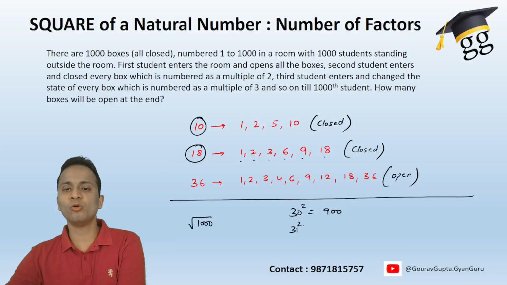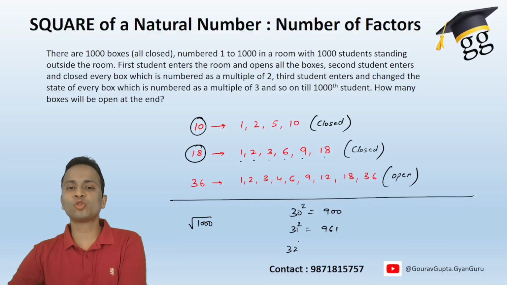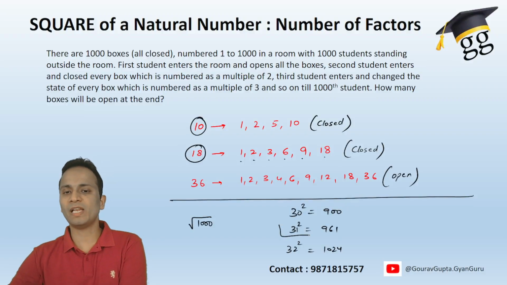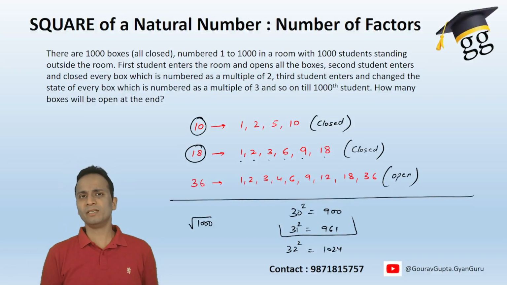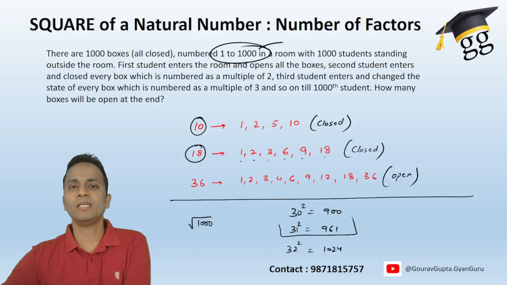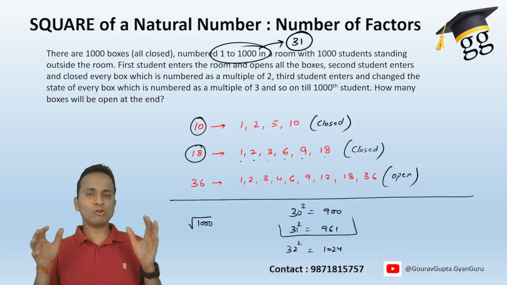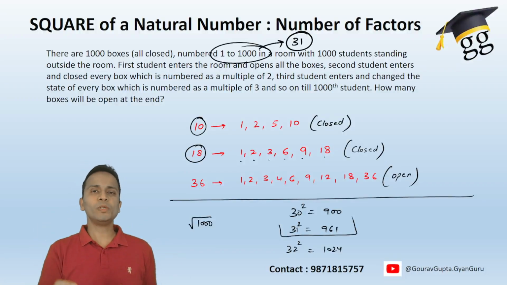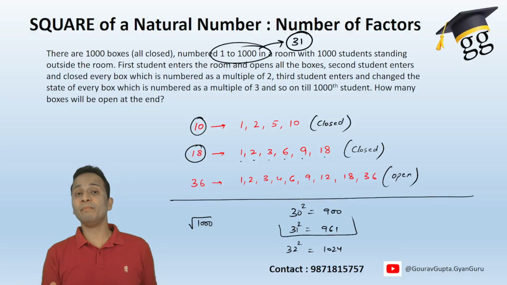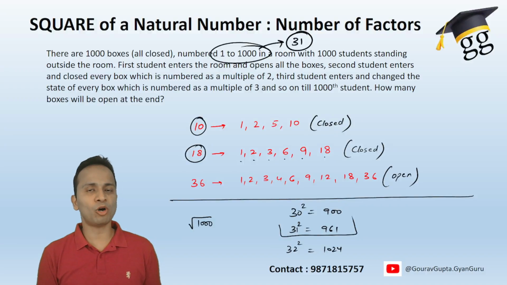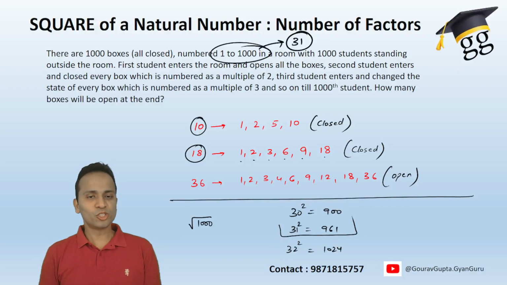31 square, if you know, 961. 32 square is 1024. So you will have to stop here. Up till 961, there are 31 numbers which are perfect squares. Okay, next perfect square is 1024, which is above 1000. So that means up till 1000, there are 31 perfect squares, and hence the answer of this question will be 31. So out of 1000 boxes, finally only 31 boxes will remain open, and the remaining 1000 minus 31, 969 boxes will be closed.